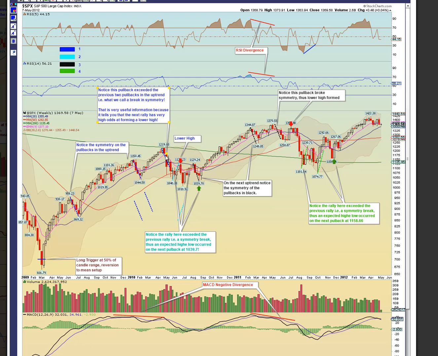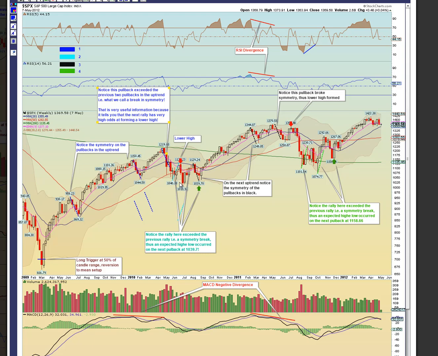So why is that useful? Well, again, let's say you were still in long positions. You could have used that to exit those positions here, or even taken a short on the next rally. Symmetry doesn't tell you where the rally would stop, but it would tell you to look for a lower high, which we got. That's very powerful information.